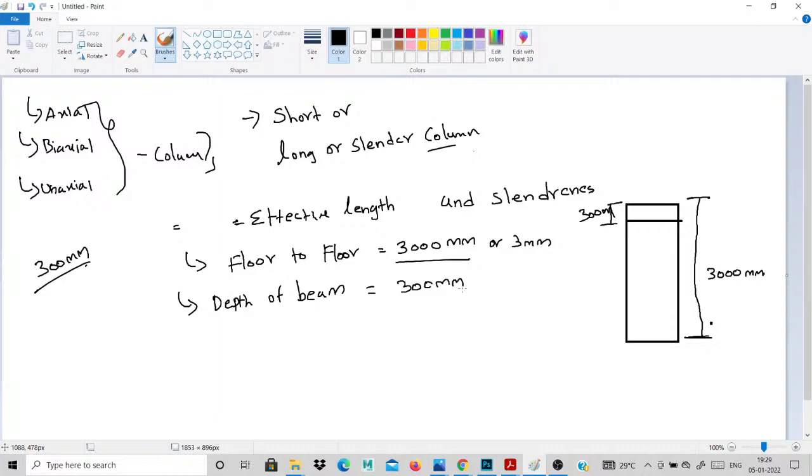Then how to calculate the unsupported length? You go for the unsupported length, then you convert it into a short column or long column. First step is the floor to floor height. Then the next one is the depth of the beam, which is 300. Next one is the unsupported length.